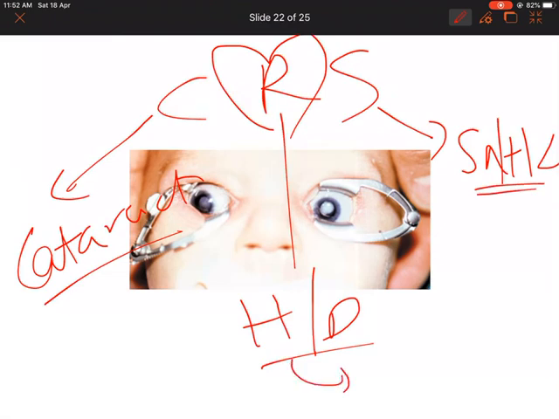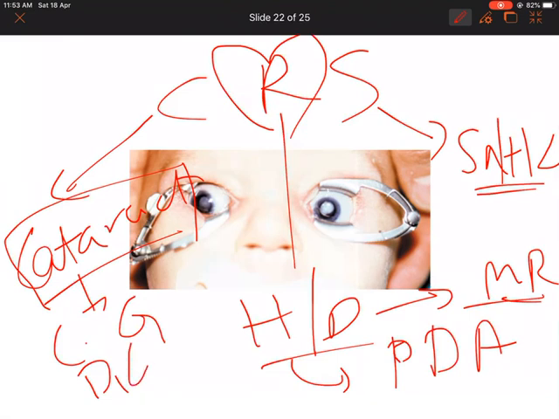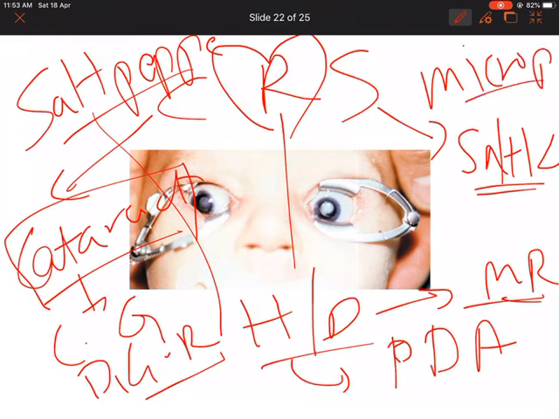Heart disease can be most commonly in the form of PDA, persistent ductus arteriosus, or mitral regurgitation. And cataract is the most common eye problem. The other eye problems can be congenital glaucoma or pigmented retinopathy, that is salt and pepper retinopathy, or microphthalmia. Patients can have microphthalmia.